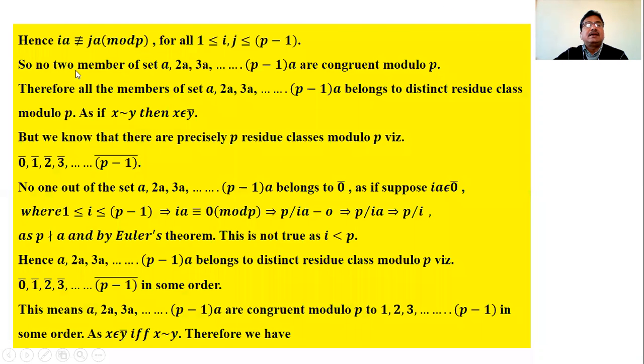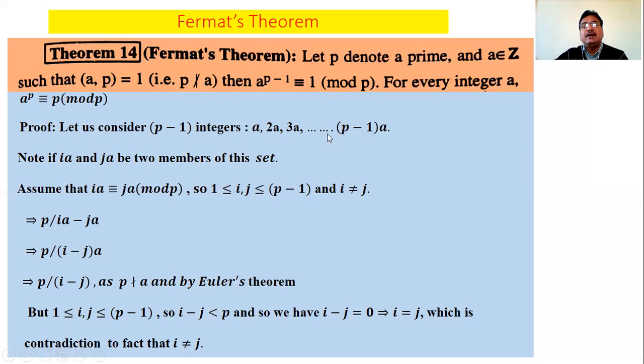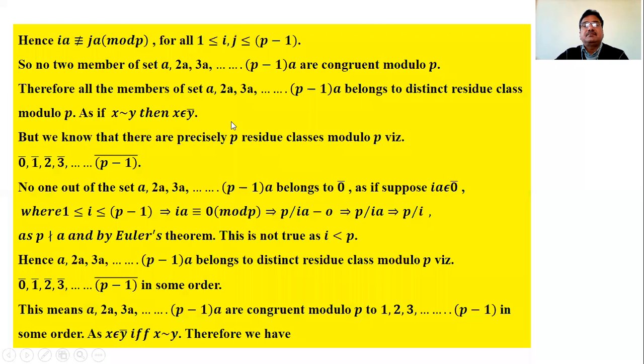This proves that ia is not congruent to ja modulo p for all i and j running from 1 to p minus 1. So no two members of the set a, 2a, 3a, up to (p minus 1)a are congruent modulo p. Therefore all members of this set belong to distinct residue classes modulo p. Because if two integers are not congruent to each other, they belong to different residue classes modulo p, as if x is related to y, then x belongs to y bar.